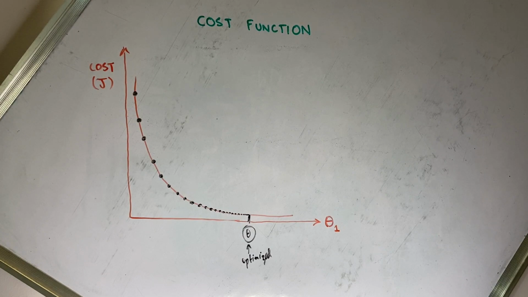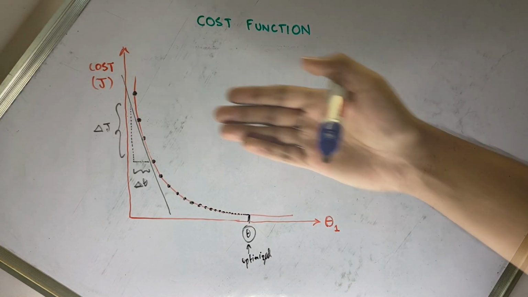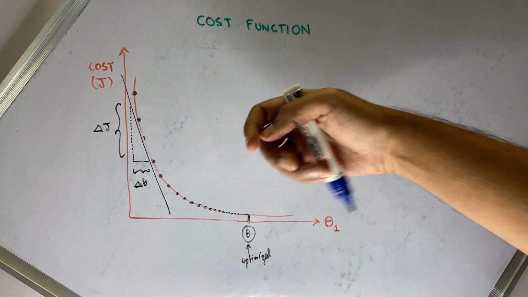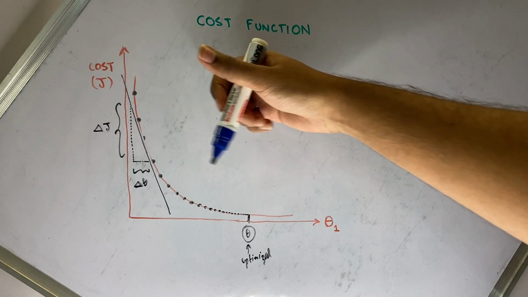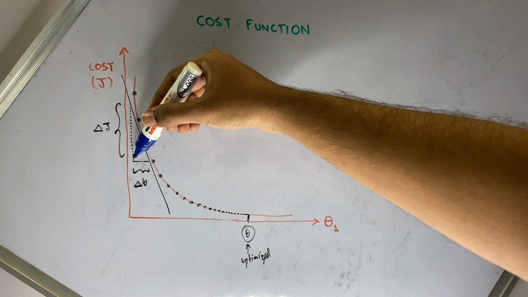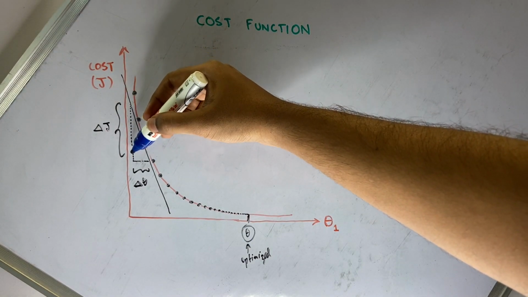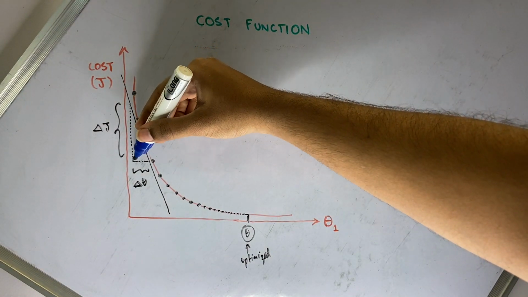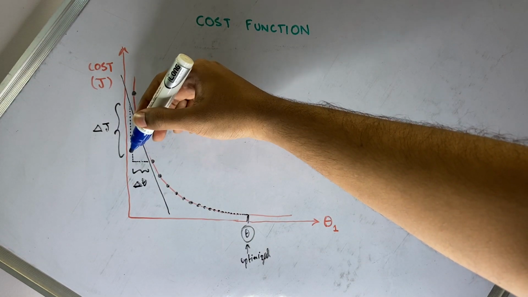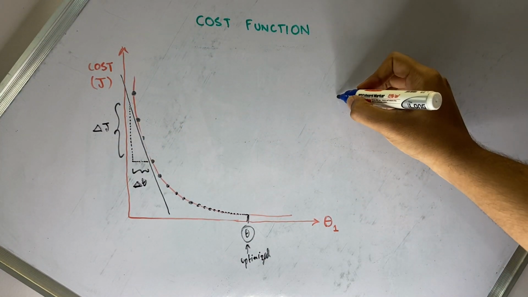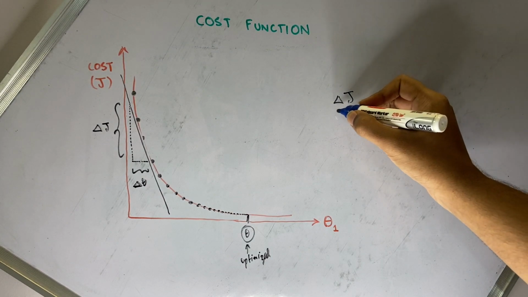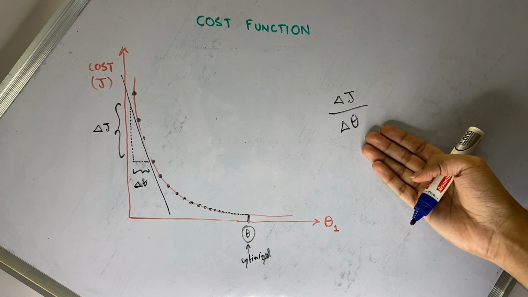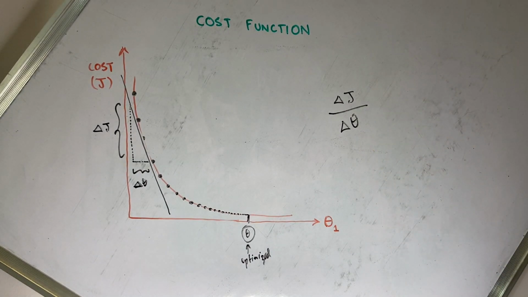Now let's draw a tangent to this particular curve. By drawing a tangent here, we can find out how steep the slope is, right? We have a change in theta here, and then we have a change in the cost. How much change in theta causes how much change in the cost? So that would be delta J divided by delta theta. This is the change in theta, and this is the change in the cost.